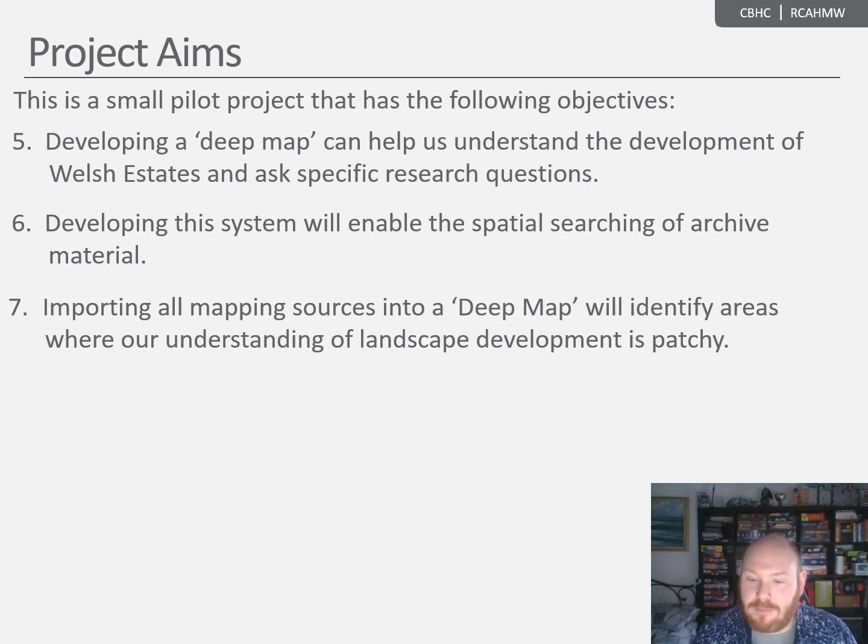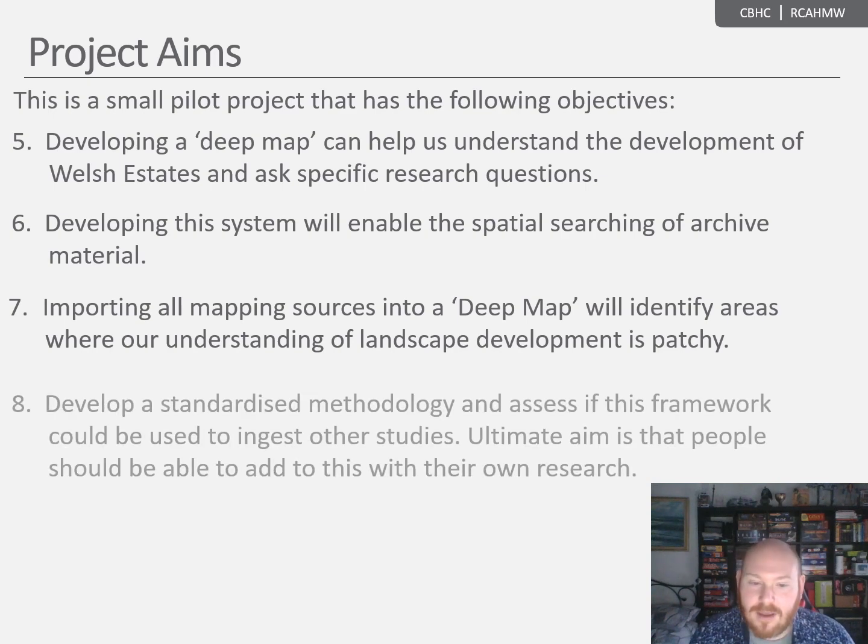So we can basically use this deep map to say, well, we know about this area and we've got records that go back a long way, but there might be other areas where our understanding stops at 1800, and we can then say, well, actually, this is where we need to focus the research, because this is where we don't have the information.